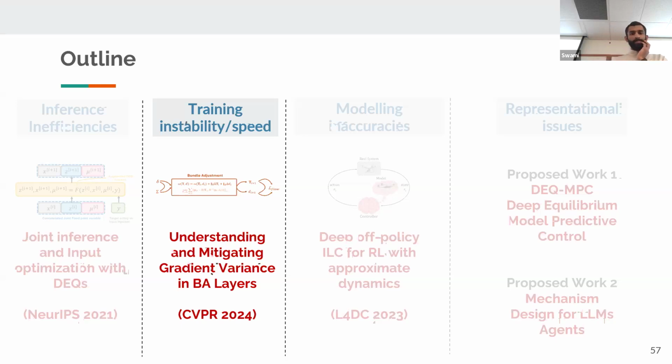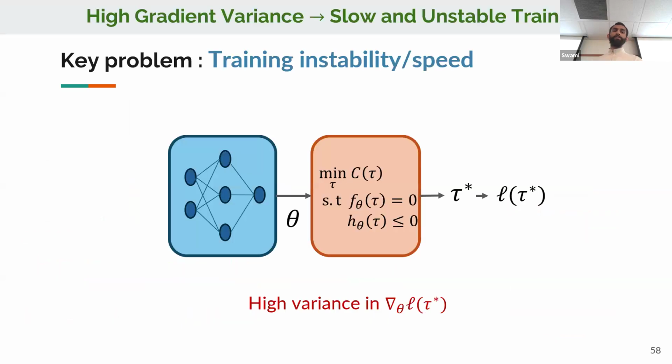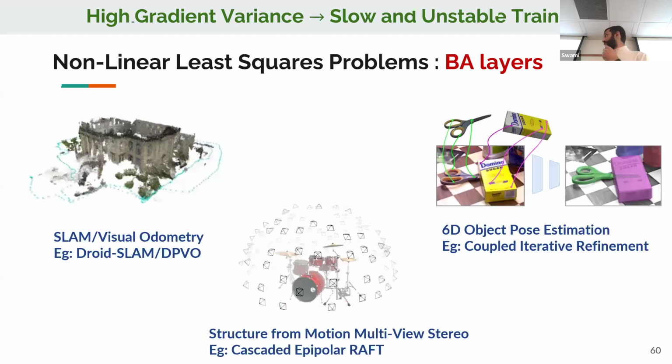All right. So for the second part of the talk, we'll be looking at these issues of training instability and speed when you try to add these optimization problems within a deep network pipeline. Specifically, the problem we'll look at is an increase in variance when you add these optimization layers within inference problems. And we'll look at it in the context of bundle adjustment layers, which are, again, very useful across a bunch of robotics applications.